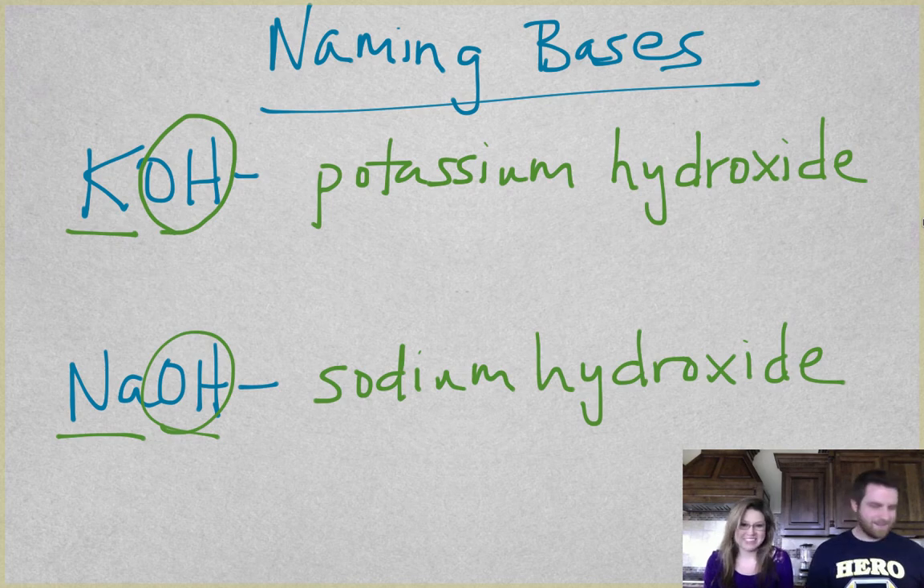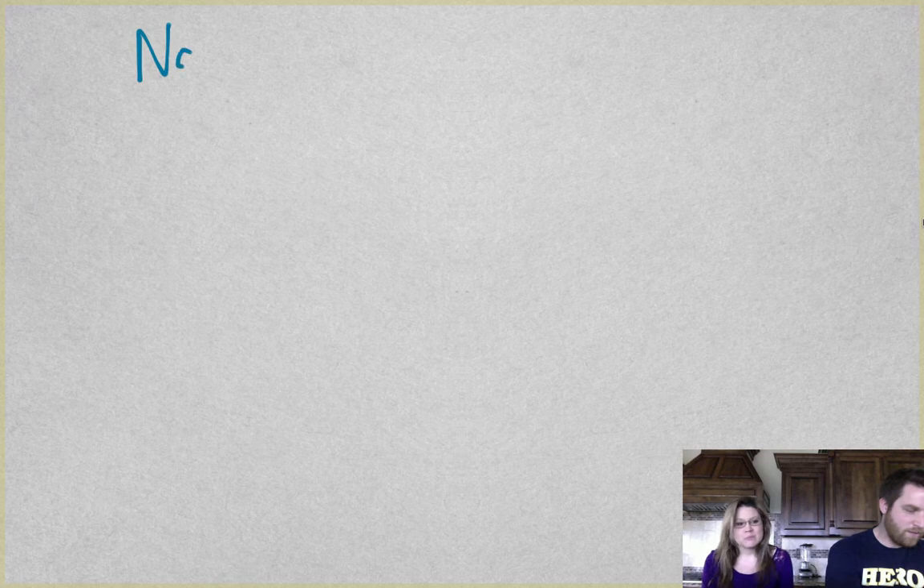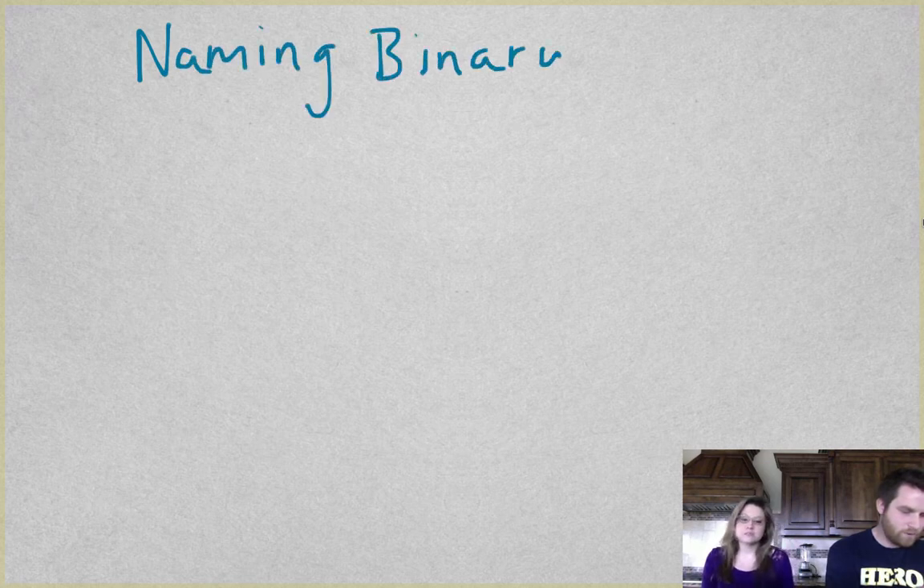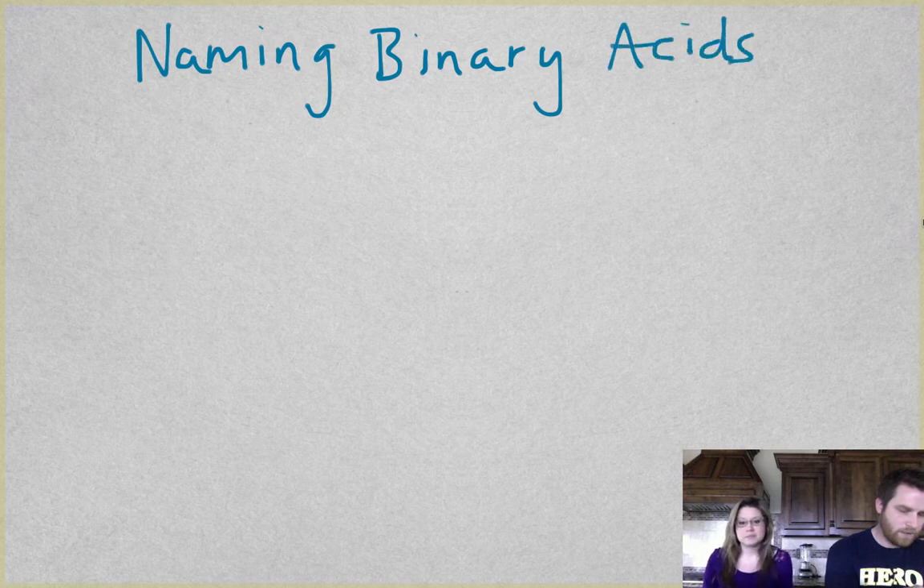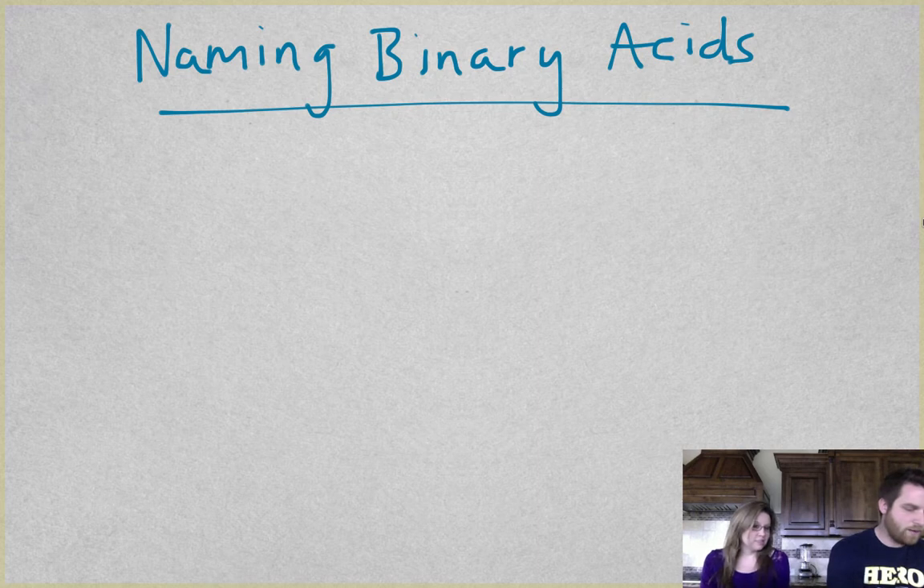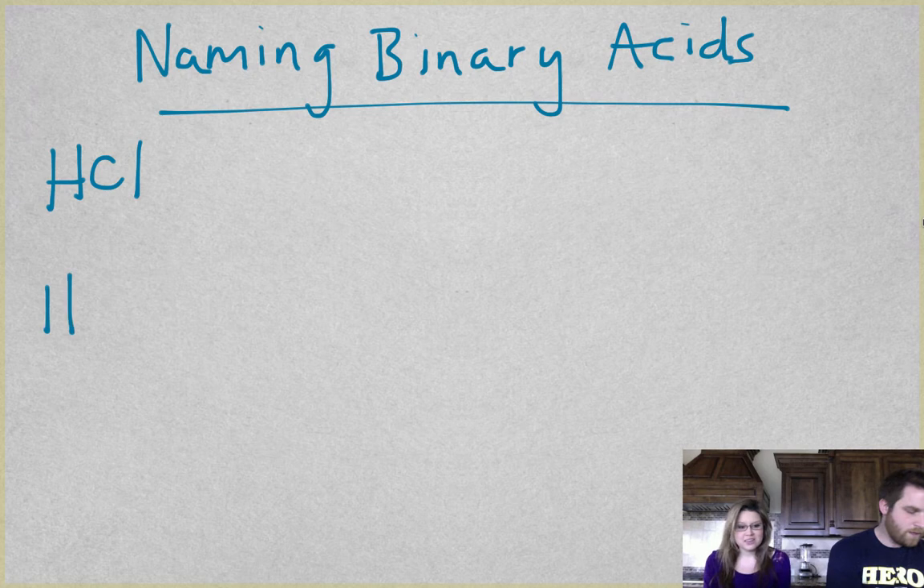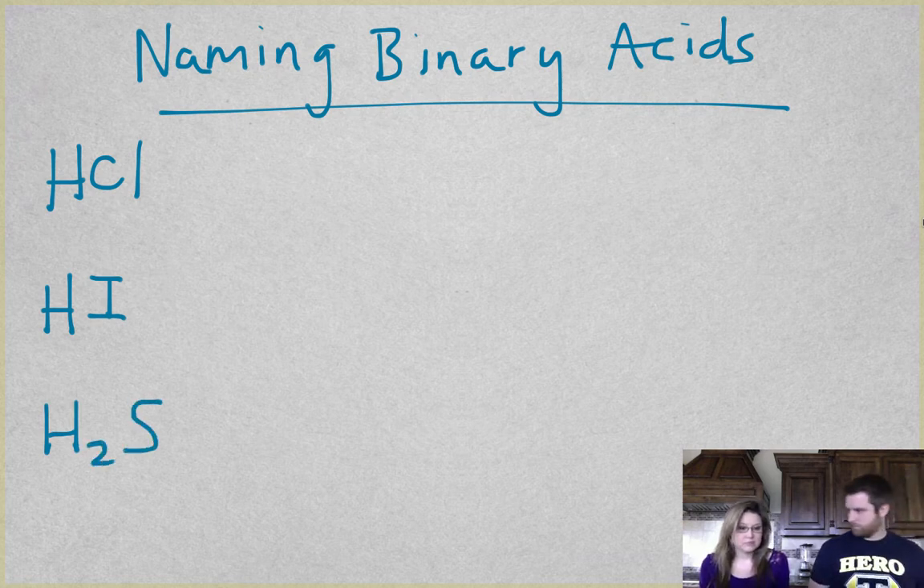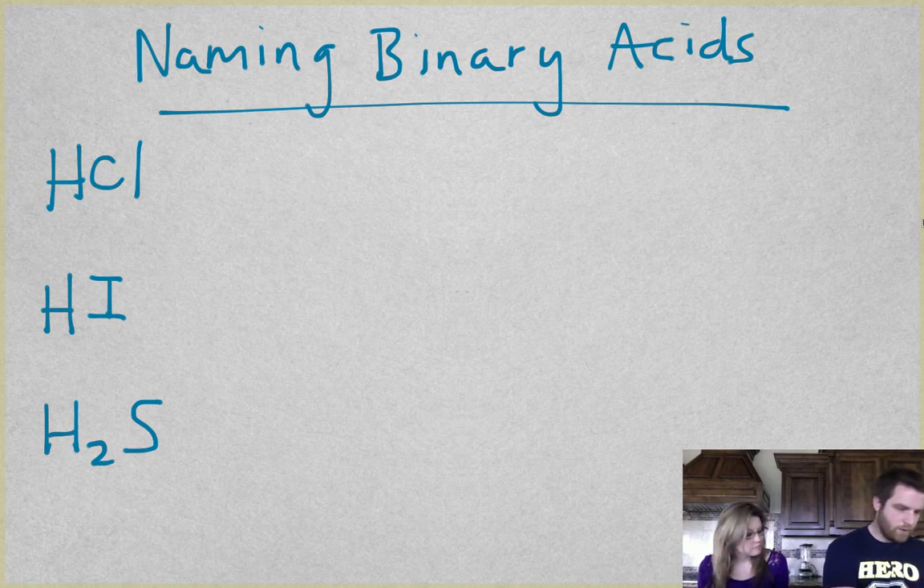Okay, can we talk about acids now? We can talk about acids. So let's go with naming, and we're only going to do binary acids right now, which means two elements. No polyatomics in the acid itself. So binary things like HCl, like HI, that's going to be a fun one. And how about H2S as well? All right, so let's do those.